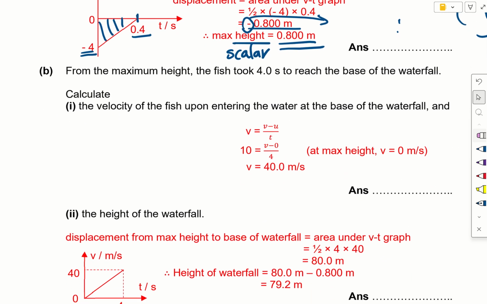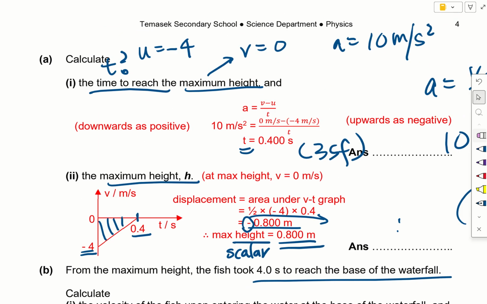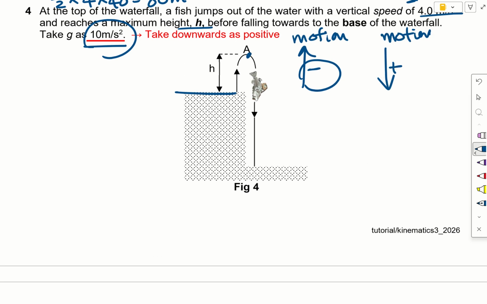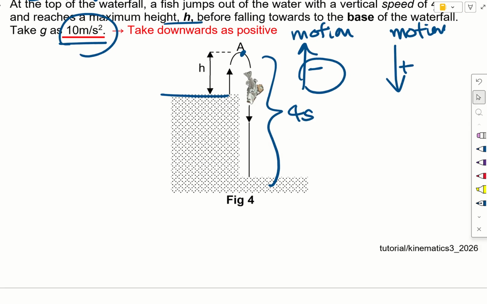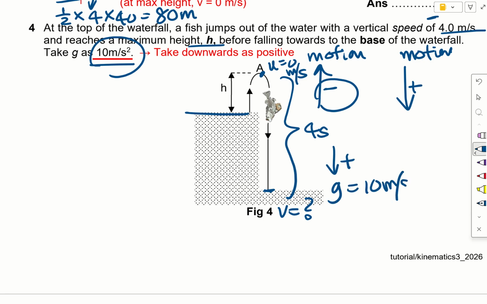Now, from the maximum height, the fish took 4 seconds to reach the base of the waterfall. So let us see the diagram. So from the maximum height, it took 4 seconds. So if I were to talk about this part of the motion, here the u will be 0 meter per second. Then there will be a final velocity, which I don't know, but I know the downward motion is positive. I know the g is going to be 10 meter per second square positive.